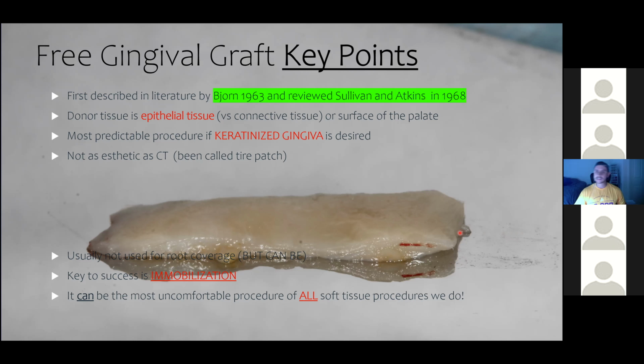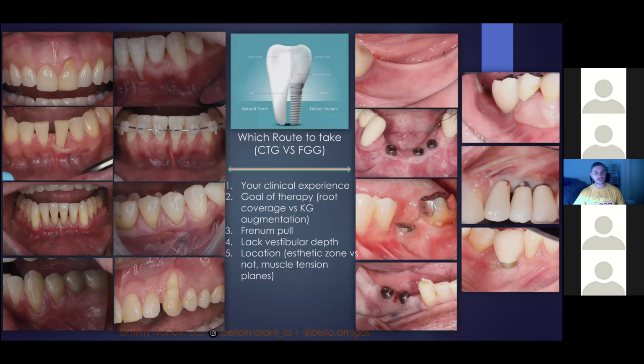So this is the decision-making that goes through my head every single day. I see these patients, and by the way, all the cases I'm sharing are my cases. You're welcome, if you want to take a picture, I'm okay with that. You can find all of these cases on Instagram as well. These are the thoughts that go through my head every single morning. Which route do you take, CTG or FGG, right?